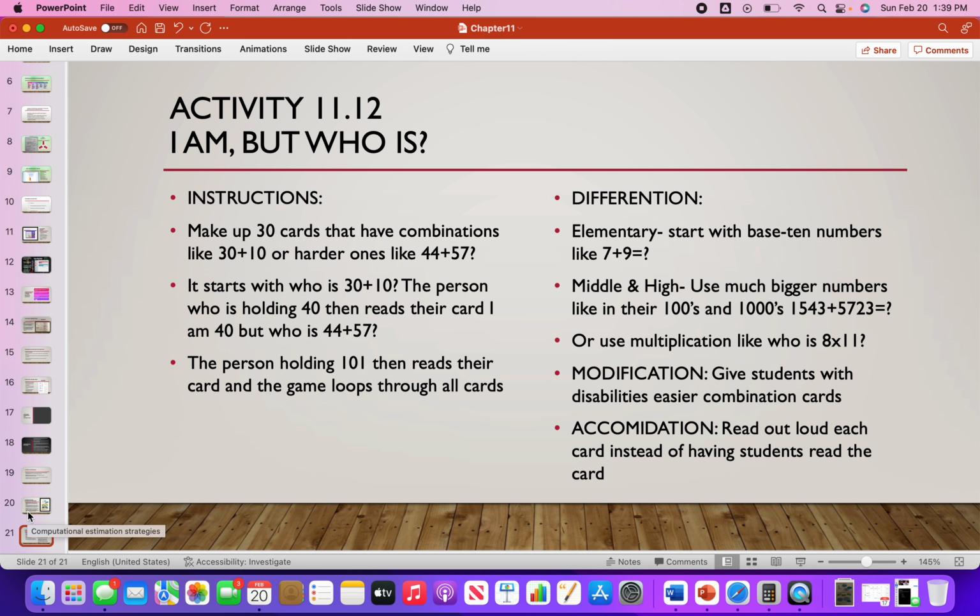An accommodation for this would be to, instead of having each kid get a card and have to read it, they could have a partner or the teacher read the card for them.